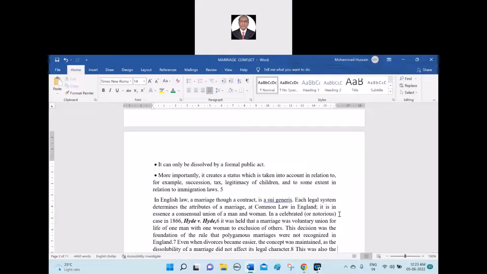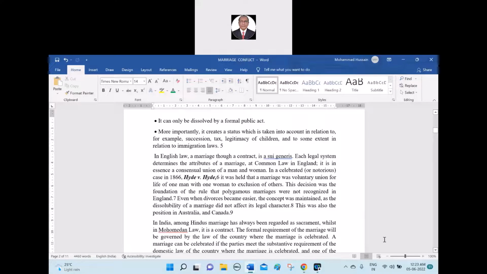So marriage through a contract is sui generis. It has its own kind. Each legal system determines the attributes of marriage. And a common law in England, it is the essence of the consensual union of man and woman. And a celebrated case, we should not say notorious case, a landmark case, better we will say. Hyde versus Hyde. I don't know whether you studied this case law in private international law.